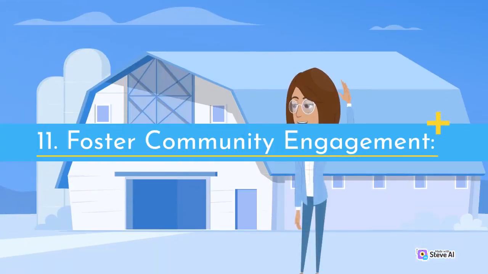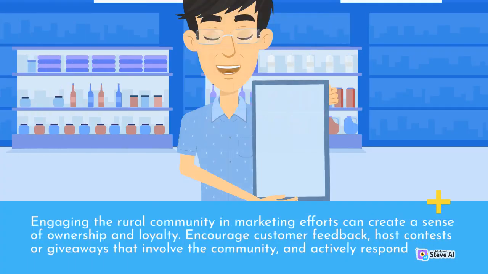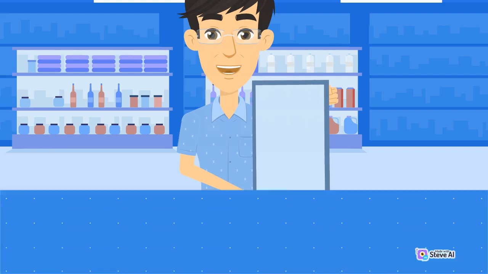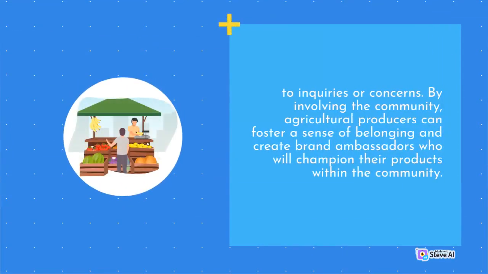11. Foster community engagement. Engaging the rural community in marketing efforts can create a sense of ownership and loyalty. Encourage customer feedback, host contests or giveaways that involve the community, and actively respond to inquiries or concerns. By involving the community, agricultural producers can foster a sense of belonging and create brand ambassadors who will champion their products within the community.